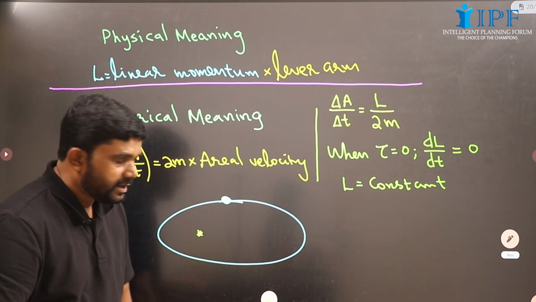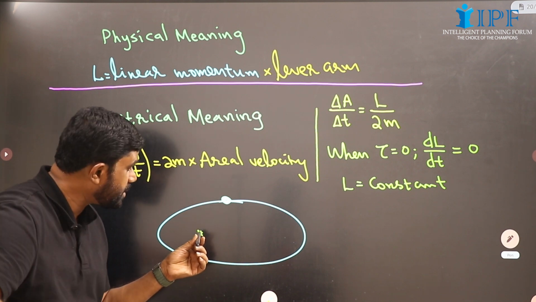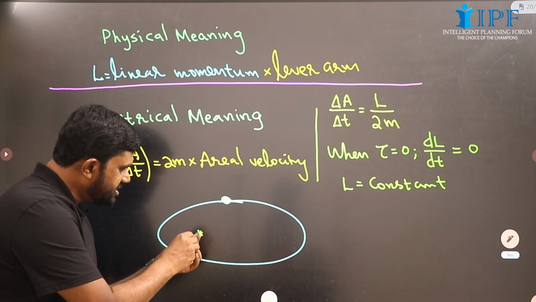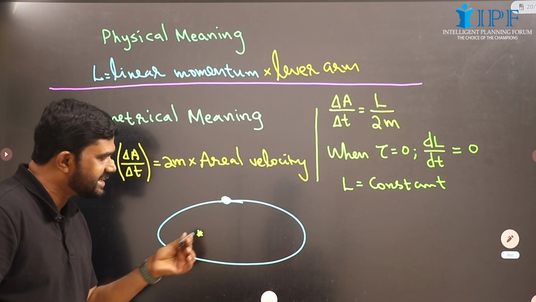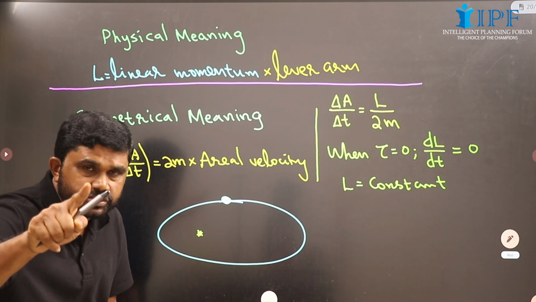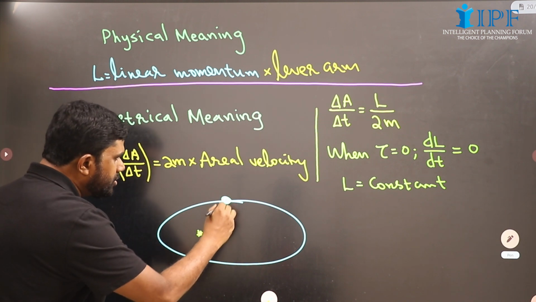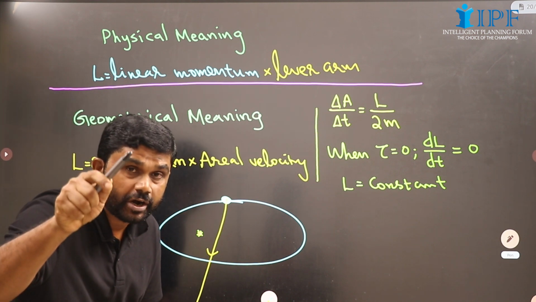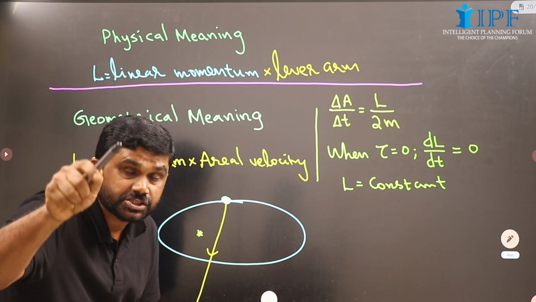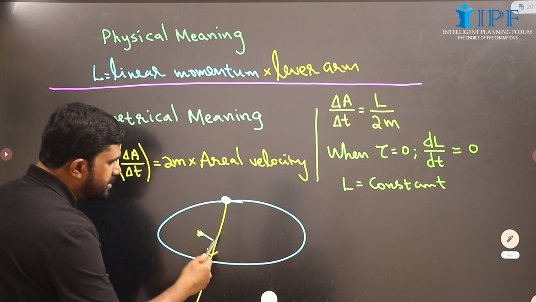Okay, see, the planet is revolving about an axis passing through the sun. So this is the axis about which the planet is revolving. Now if the force acting on the planet had been along this direction, then the perpendicular distance or lever arm from the axis to the line along which the force is acting would be this much.